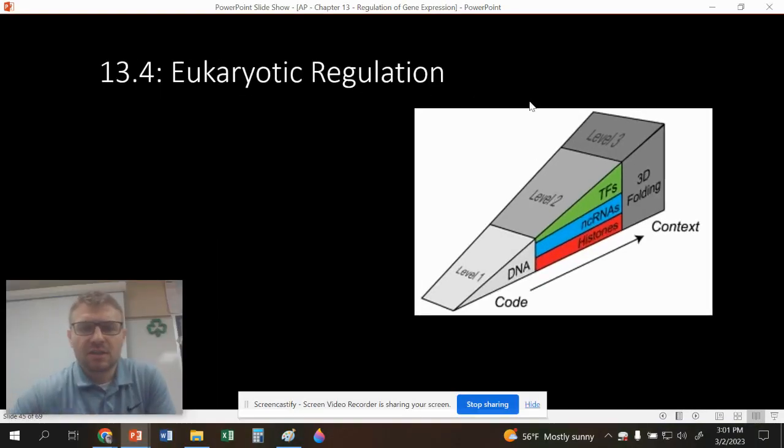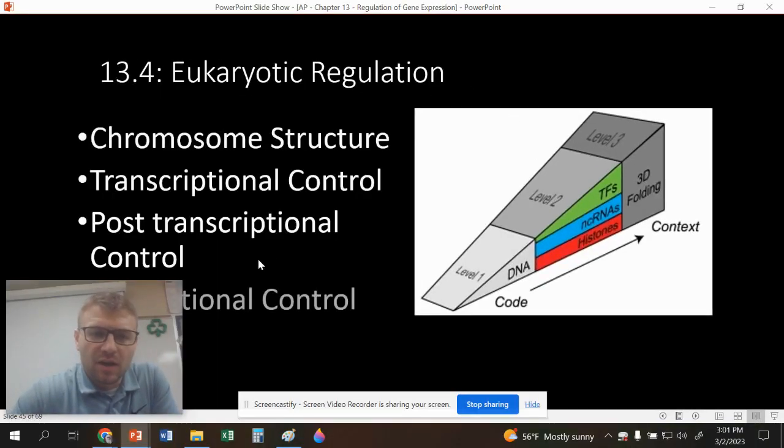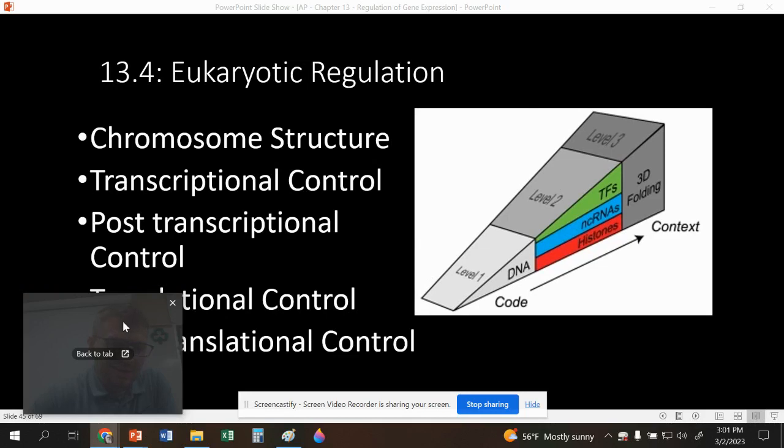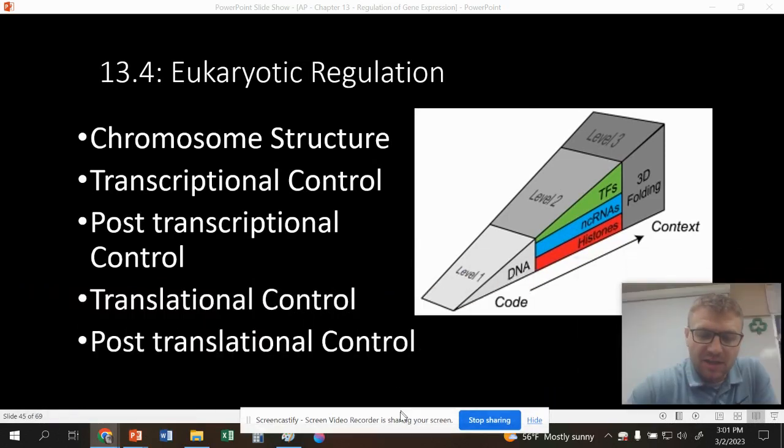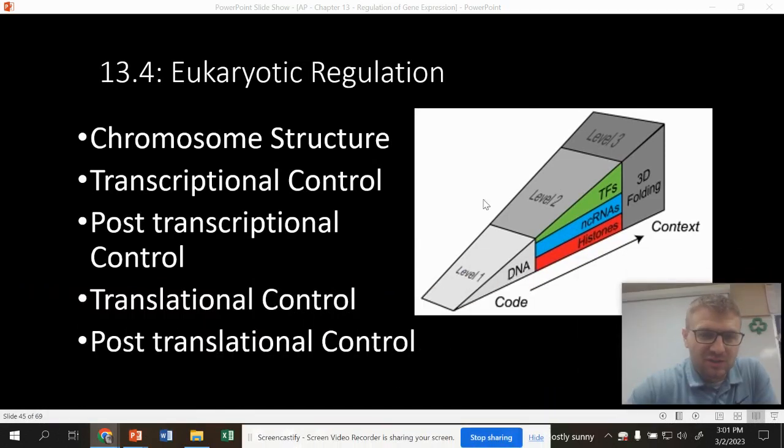All right, the last section in this chapter is on eukaryotic regulation, and this is where it gets really complicated. If you thought prokaryotic regulation was difficult, this is a little bit more difficult. The great thing is you really only have to understand what each of these is. I'm going to give you examples of each of these, but basically this is how eukaryotes regulate their gene expression. There's 5 different types. You have chromosome structure, transcriptional control, post-transcriptional control, translational control, and post-translational control. And again, I'm going to go over each one of these a little bit in depth. You just have to know basics about each.